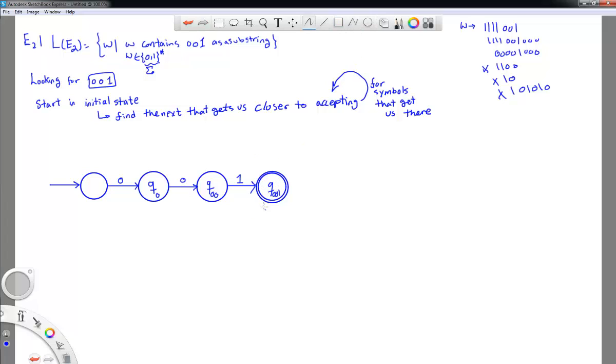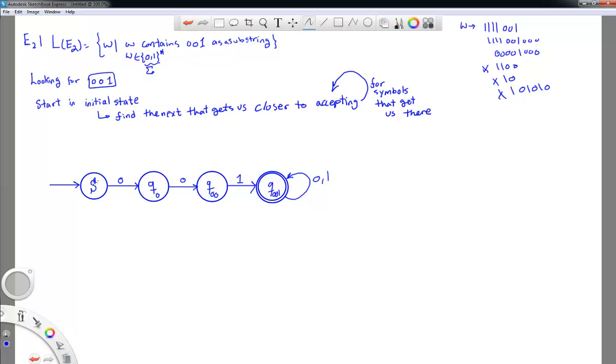And from that point, I'll stay in this state, whether I see a 0 or a 1. Okay, so we start in the start state, S, which means that we haven't seen anything yet. If we see a 0, we go to Q sub 0, representing we've seen a 0. If we see another 0, we go to Q sub 00, which means that we've seen the second 0. And then from there, if we see a 1, we go to Q sub 001, which means that we have seen the whole string. And then we'll stay in the accept state because that's what we need to accept.